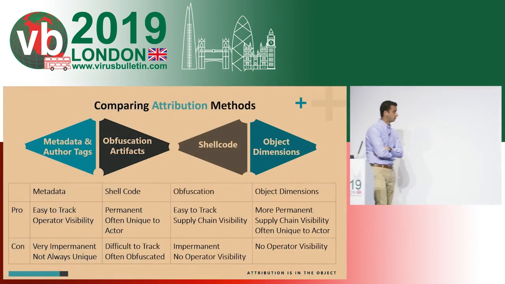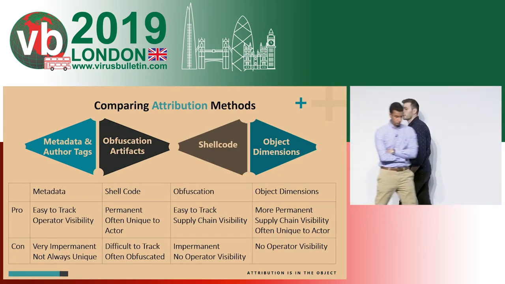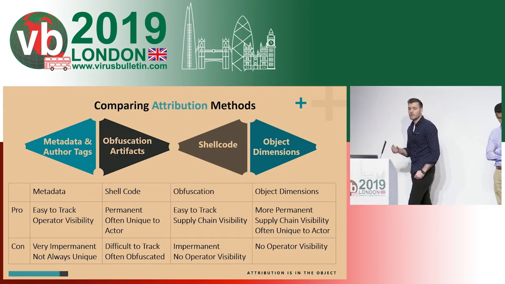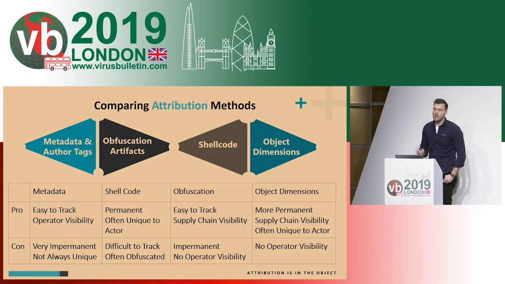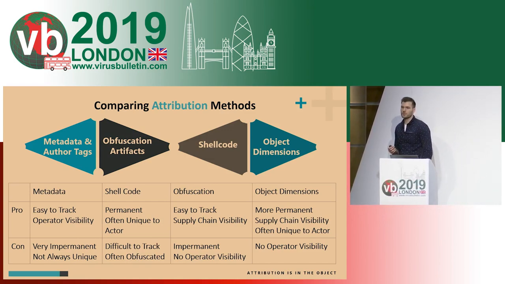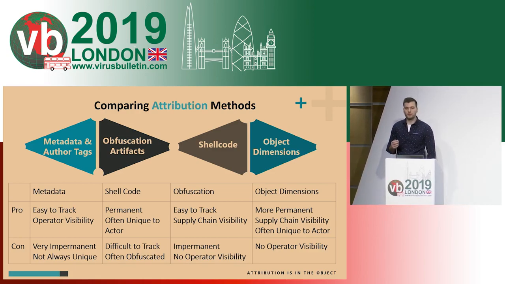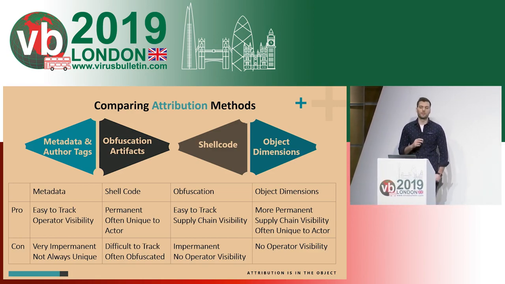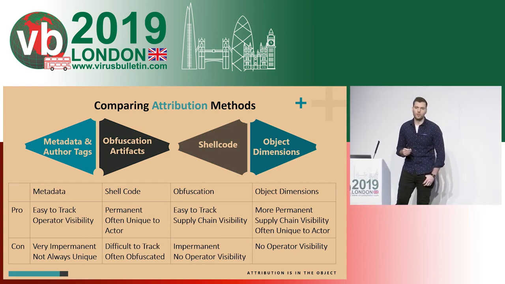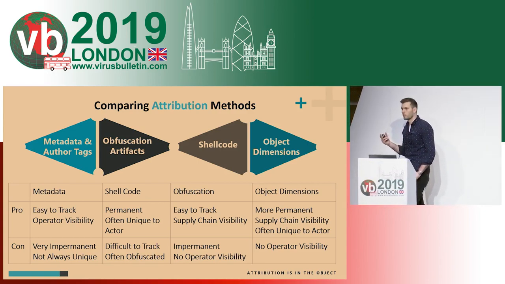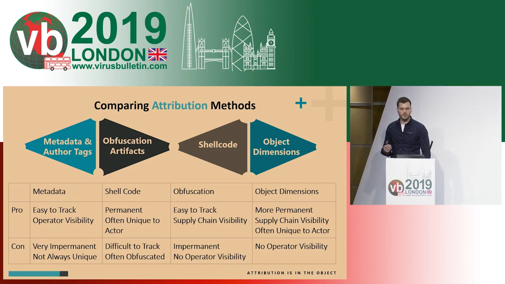OK. So that was a very thorough and very good coverage of these RTF attribution techniques. Let's quickly compare and contrast them to understand strengths and weaknesses. So the metadata is perhaps the simplest method that we presented. It's easy to track and provides a level of persona operator visibility. However, these are very impermanent, and not all metadata author tags are unique to a file. Windows user shows up in a lot of places.